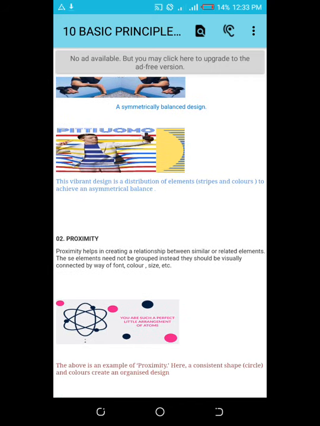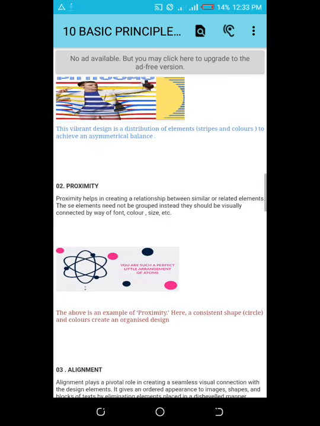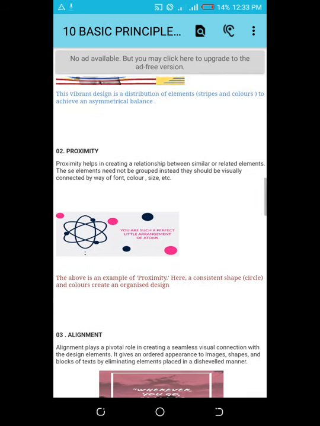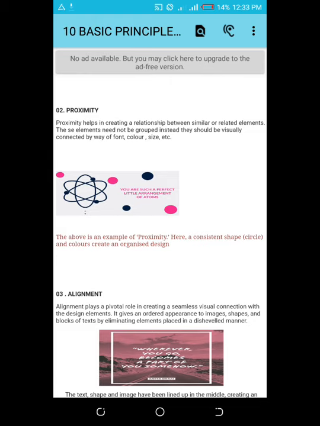Now another principle is proximity. Your design must have a relationship with what you are doing, with relative elements. As you can see in this element, the above is an example of a consistent shape, circle, and color creating an organized design. You see, the shapes and the circles are all organized, they have similarity. So there must be a relationship between what you are doing, the background, your text and your letters.